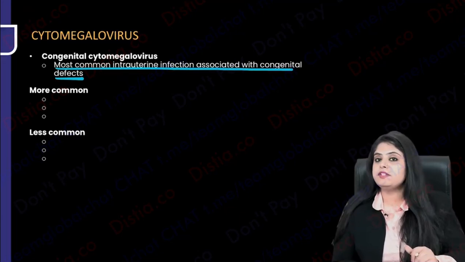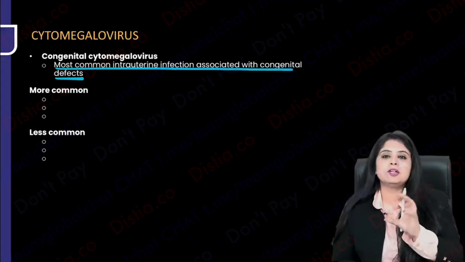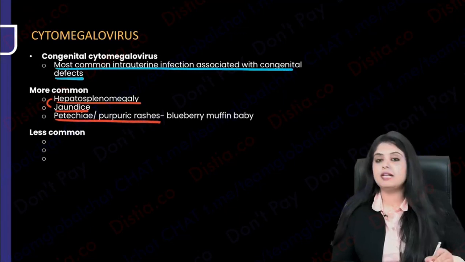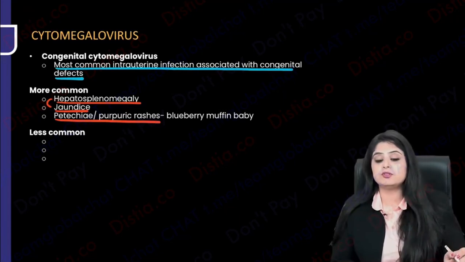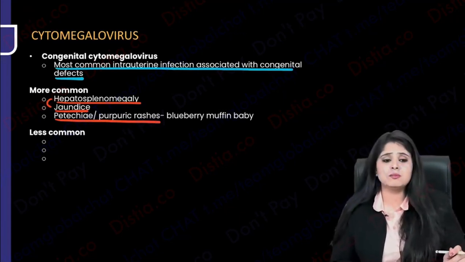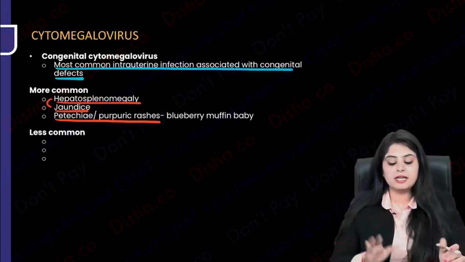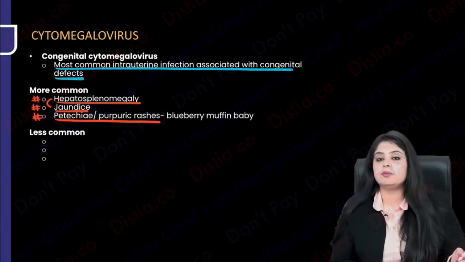So what are the common features and what are the less common ones? Read first, and after that I'm going to make a cute little diagram for you. Please remember, these patients have hepatosplenomegaly, jaundice, and bleeding manifestations on the skin: petechiae and purpura. Sometimes they're known as blueberry muffin baby, but that term is used in so many places that it has been diluted. So remember hepatosplenomegaly, jaundice, petechiae and purpura.